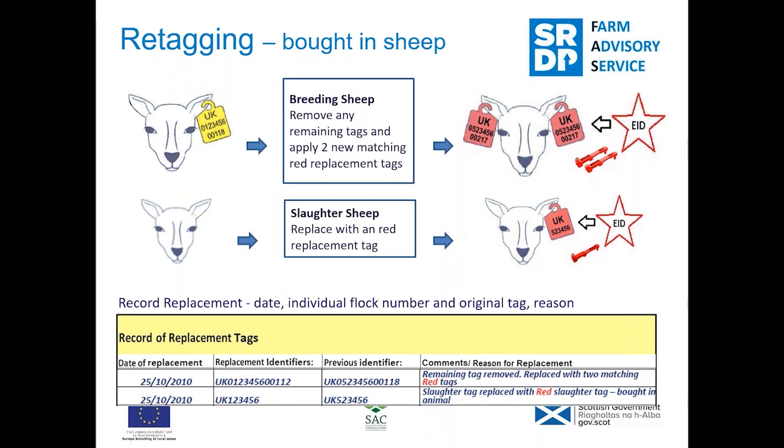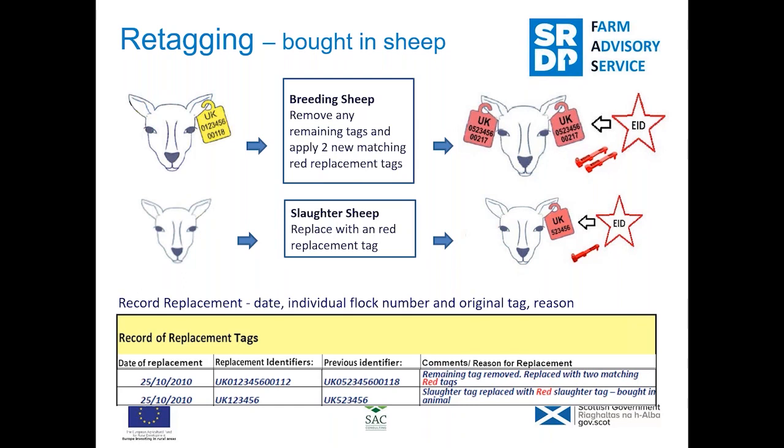Also, just in case there's any sort of disease epidemic or whatever, there needs to be full traceability. So it's on-farm records, in the event that they're needed.